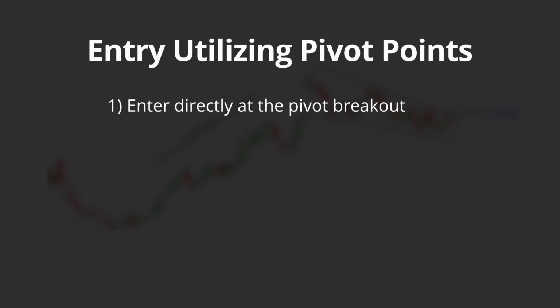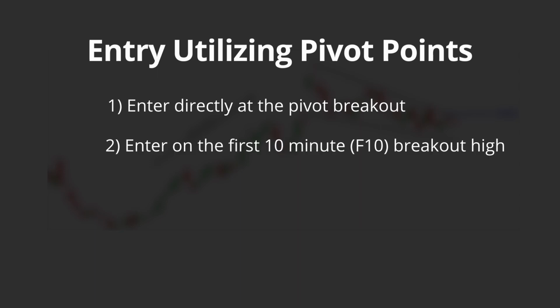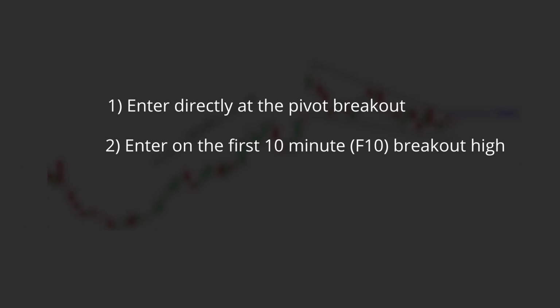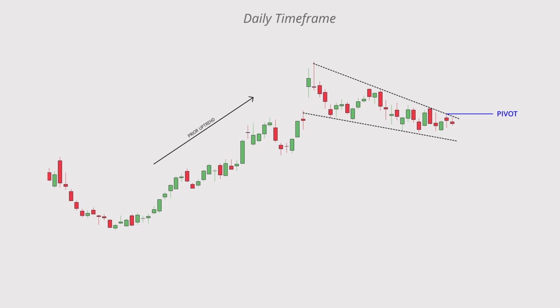You could also enter using the first 10-minute pivot breakout high. This will likely give you a higher entry price. However, you increase the probability of that trade working. I want you to remember these two different entry tactics because they're going to give you the option to take a more aggressive or conservative stance when looking to enter a trade going forward.